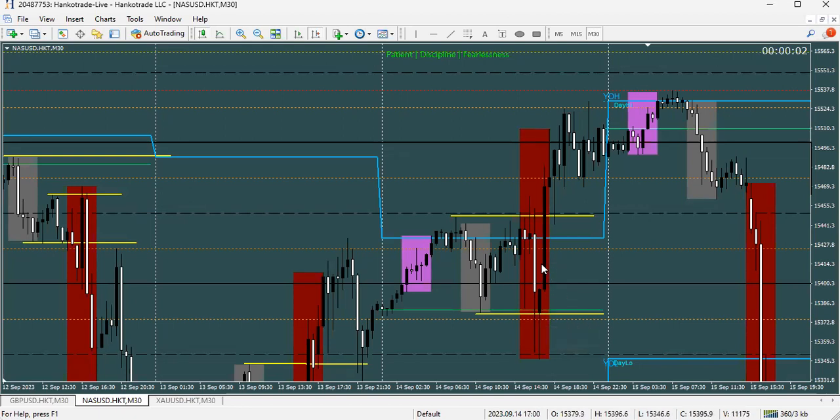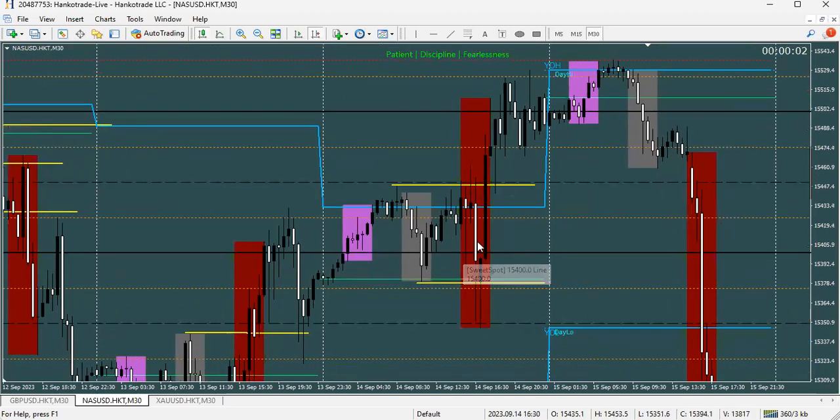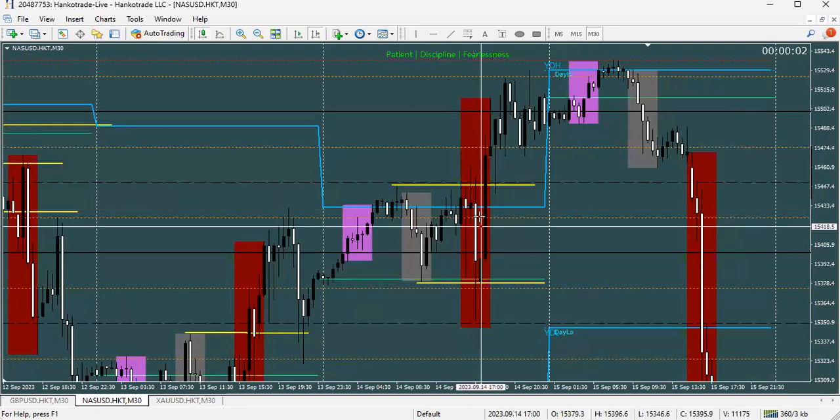Now, I'm upset with myself because I did not take this long trade opportunity. Depending on the broker that you're using, this candle may be closed as a bearish candle. Depending on the broker, these candles are different. But as you can see, we just waited until after 9:30.